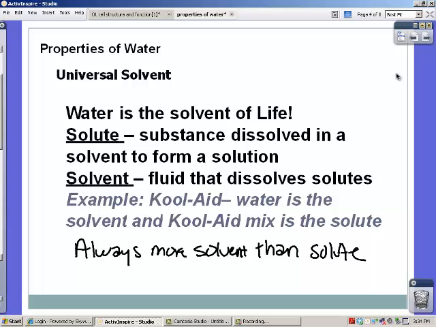Okay? And always remember that there is more solvent than there is solute. That's usually a rule of thumb. You want to have more solvent than you do solute. And so again, water is considered the universal solvent because it can dissolve a lot of things. It can dissolve Kool-Aid, sugar, salt, lots of different things. And so that's why it's considered the universal solvent.